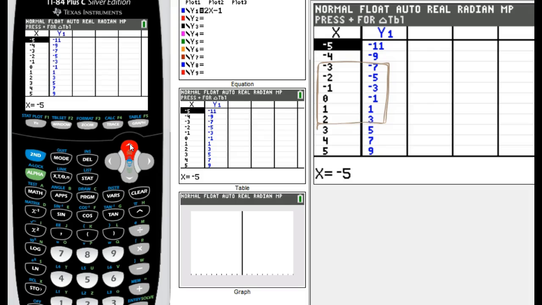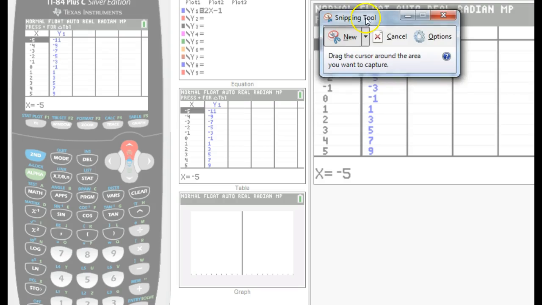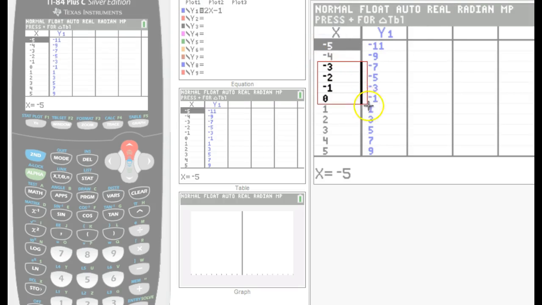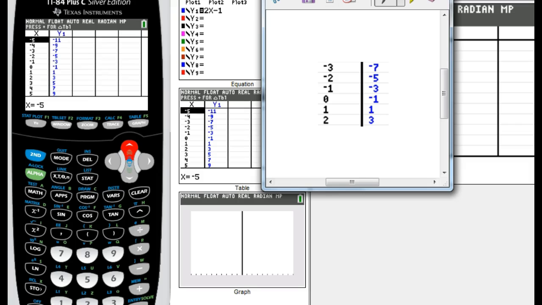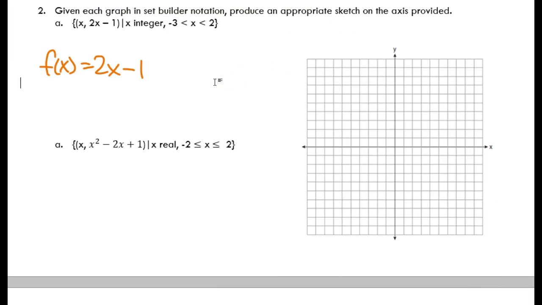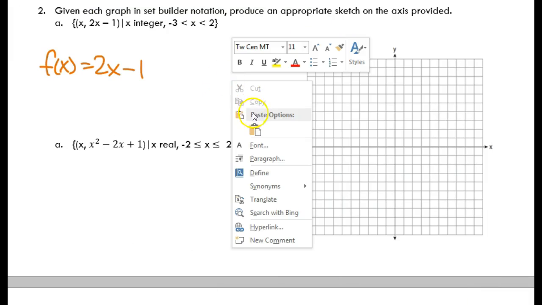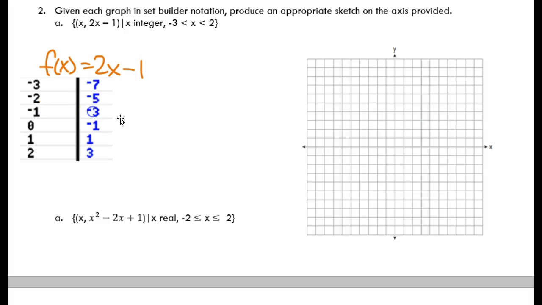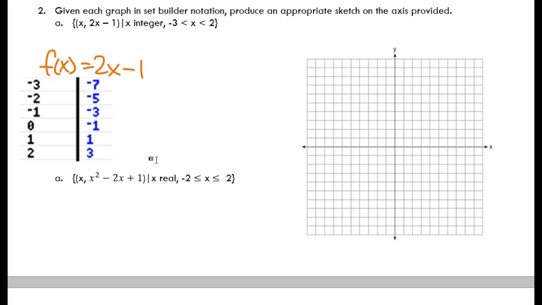Ooh, I can do a cool thing, I just remembered. You're going to be impressed with me after this. I have a little snapshot tool. New snapshot. Alright, and I'm going to get rid of this window. And I'm going to paste it. There we go. Delete, delete. Move it up. Okay. So now I have my table and I can plot these points.